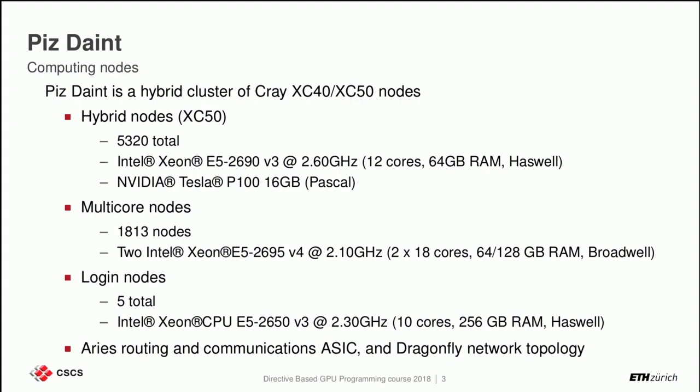Then we have 5 login nodes, with a very large amount of memory, because this is where we usually compile and do all the preparatory stuff. We don't compile on the compute nodes. Basically, we're cross-compiling. I will show you how. And the interconnect is the Cray Aries, with the Dragonfly topology.